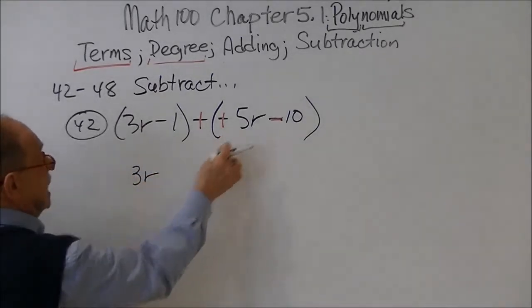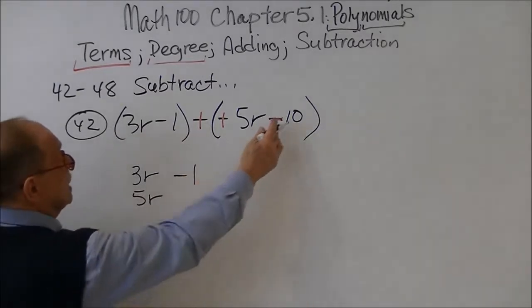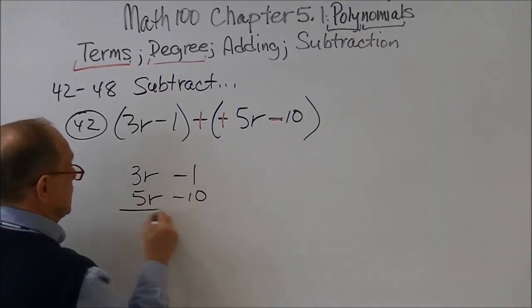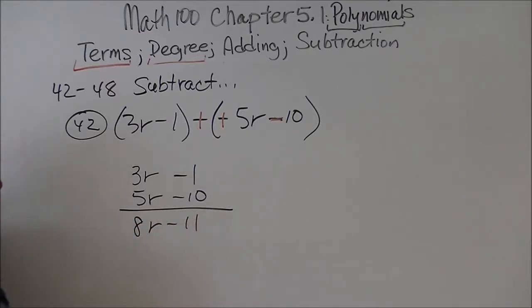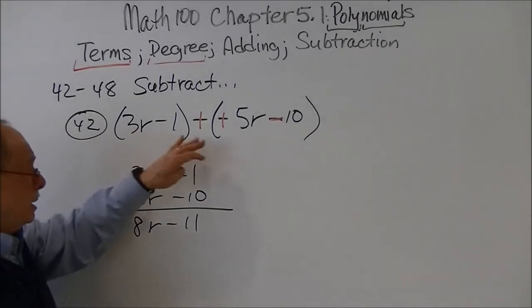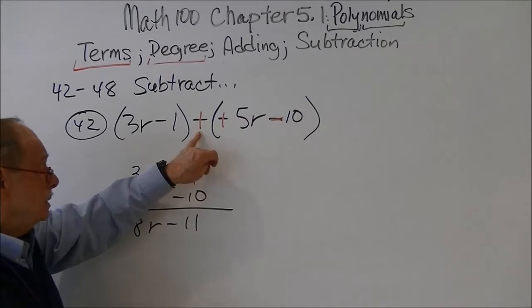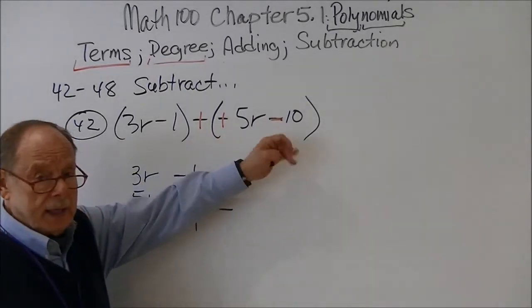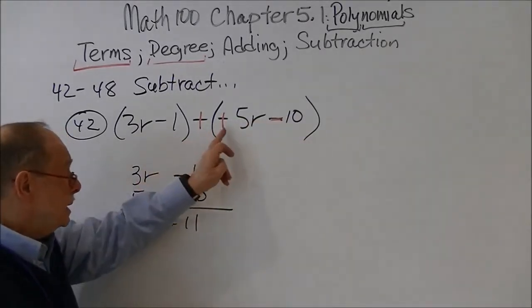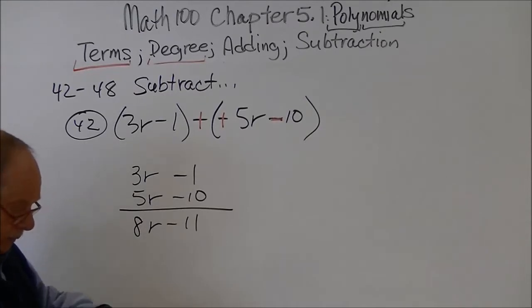3r, this is now a positive 5r. This is a negative 1, that's a negative 10. This is going to be 8r minus 11. So we subtracted by changing the negative sign that indicates subtraction to a positive, and then going internally as we remove the parentheses, changing each of those signs. We'll do one more.